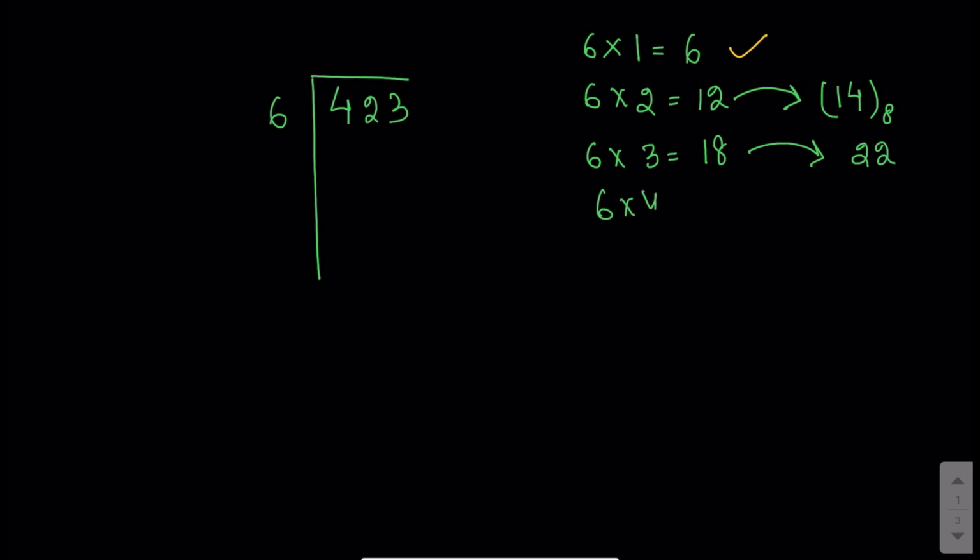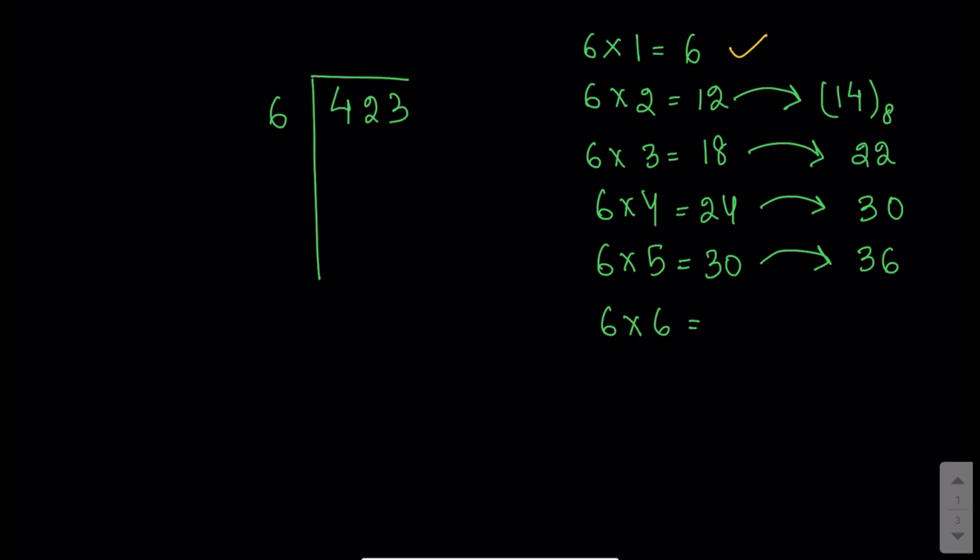Then 6 into 4 is 24. When we convert it to octal, we would get the result as 3, 0. Then 6 into 5 is equal to 30. When we convert it to octal, we are going to get the result as 3, 6. Then 6 into 6 is 36. When we convert it to octal, we are going to get the result as 4, 4. And then 6 into 7 is 42. Again, when you convert it to octal, you will get 5, 2 as the answer. So in this way, we can complete this table further also.